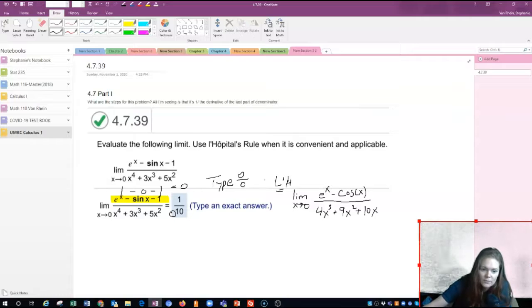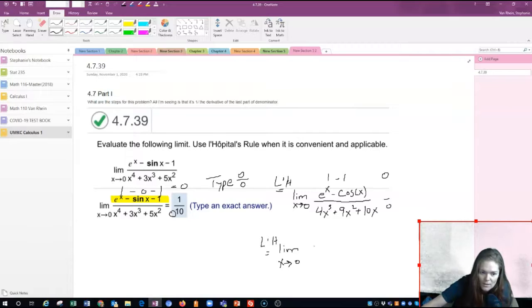So I applied L'Hopital's rule once, and if I plug in x goes to 0 again, I get e to the 0, which is 1, minus cosine of 0, which is 1. So I end up with 0 in the numerator again. If I plug in 0 in the denominator, I also end up with 0. So this is still type 0 over 0, so I can apply L'Hopital's rule again, and anytime I apply L'Hopital's rule, I state that I applied L'Hopital's rule. So I apply L'Hopital's rule. What am I left with?